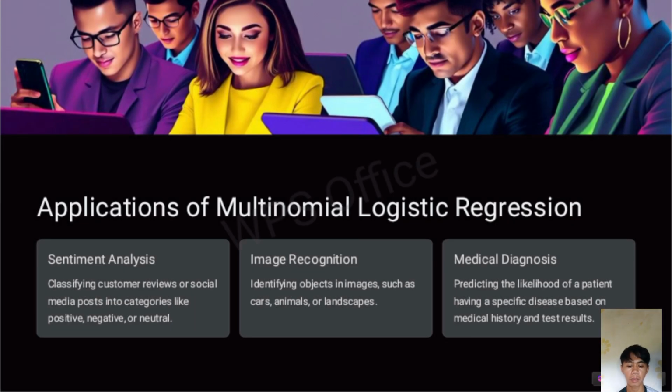Some example applications of multinomial logistic regression: Sentiment analysis, classifying customer reviews or social media posts into categories like positive, negative, and neutral. Image recognition, identifying objects in images such as cars, animals, or landscapes. Medical diagnosis, predicting the likelihood of a patient having a specific disease based on medical history and test results.